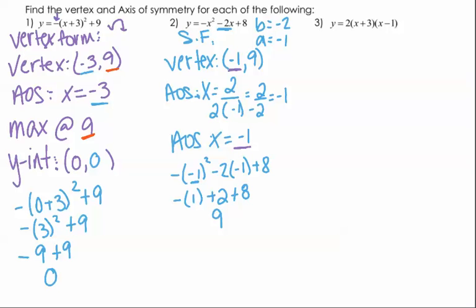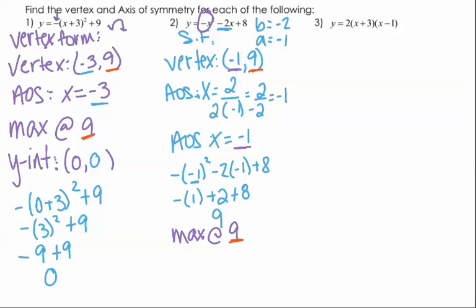This parabola is also opening down because of the leading coefficient being negative, which means I'll have a maximum value here, and the maximum is going to be at 9 again. And that's only at 9 because the y-coordinate of the vertex is 9, so your max is at 9.